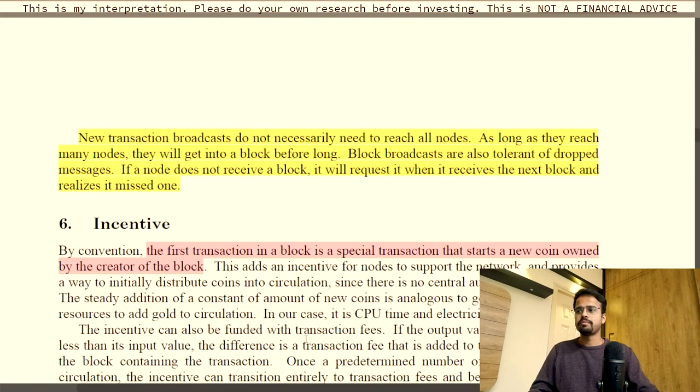New transaction broadcasts do not necessarily need to reach all nodes. It's not necessary that everyone is informed, then only the network will go ahead. Everyone will broadcast. Those people who did not get it will just move on. The chain will keep moving on. As long as they reach many nodes, they will get into a block before long.